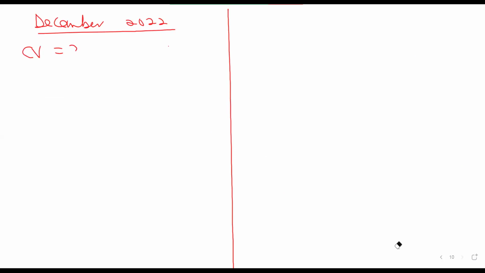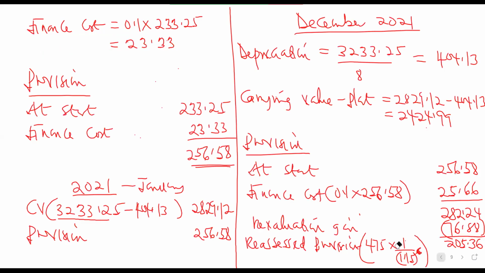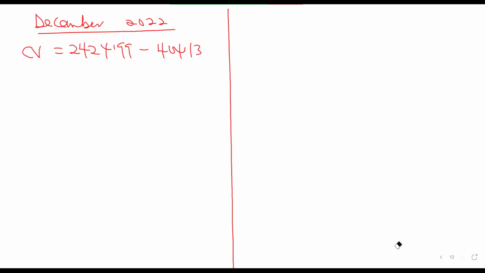2424.99 minus the annual depreciation, because the depreciation will still be minus 404.13. Is that correct? Yes. So what are we having? 2020.86. But what is the revalued amount? Is it 1,900? Yeah, the revalued amount will be 1,900.